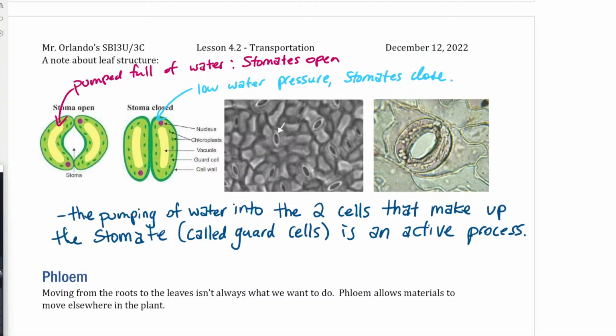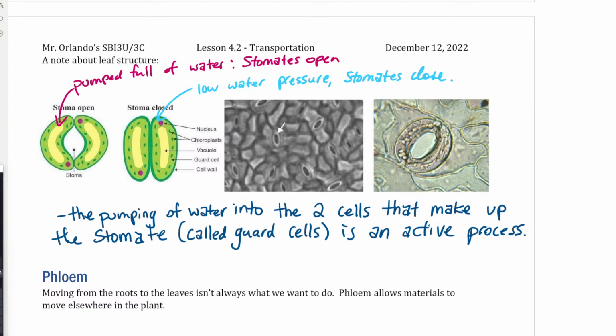Now, I did a little model of this yesterday where I had a source beaker and a sink plastic container, and I ran a tube between them, and we put food coloring in one, and we were able to rather easily make it flow through the tube and into the other. So we're going to formalize that today. But that's the basic function of how phloem works.